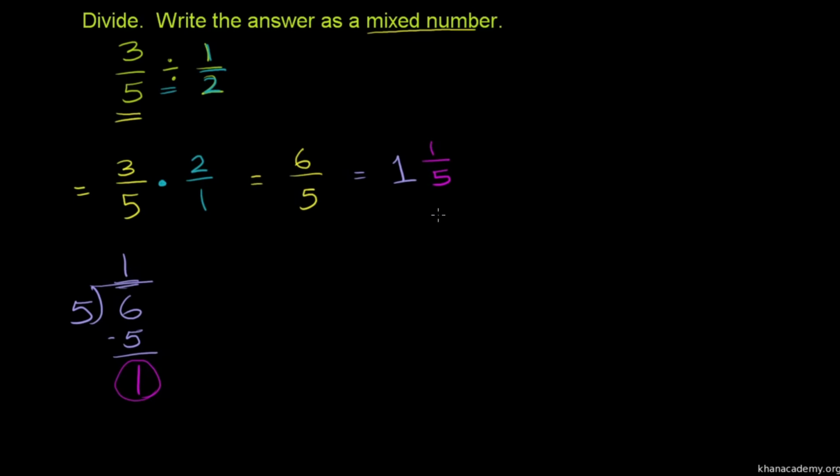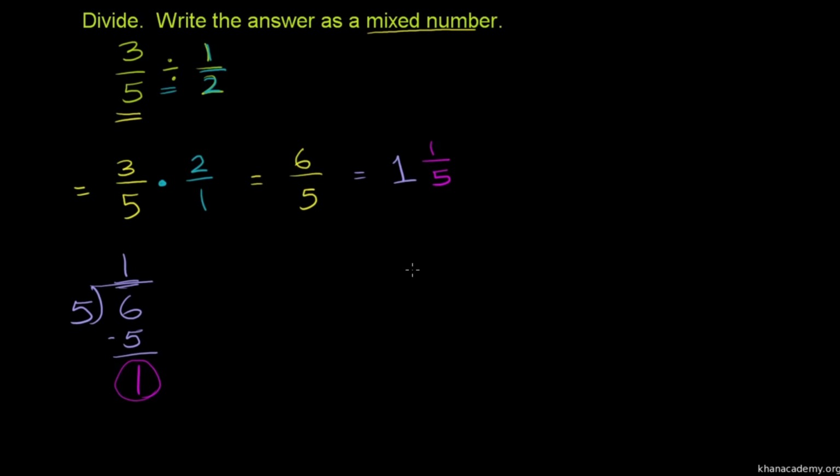Now, the one thing that's not obvious is why did this work? Why is dividing by 1/2 the same thing as multiplying essentially by 2? 2 over 1 is the same thing as 2. And to do that, I'll do a little side, fairly simple example, but hopefully it gets the point across.